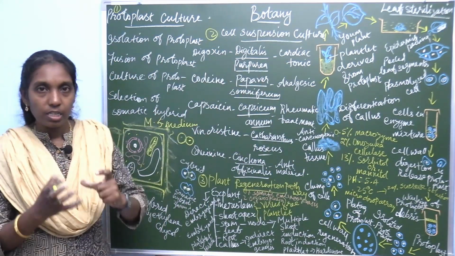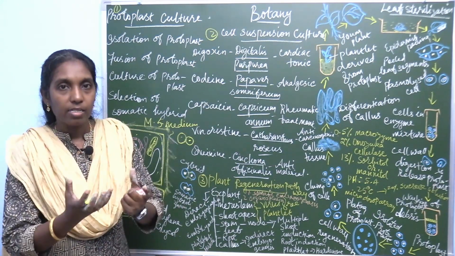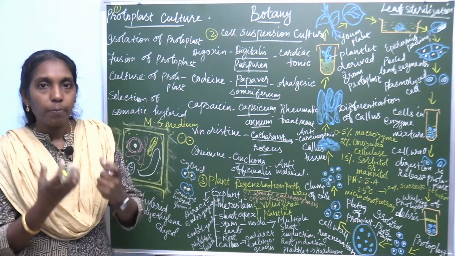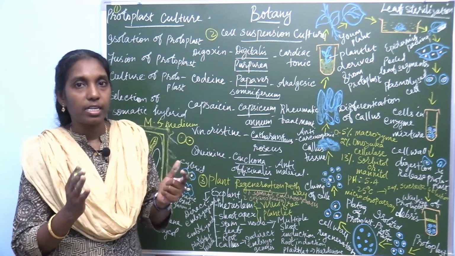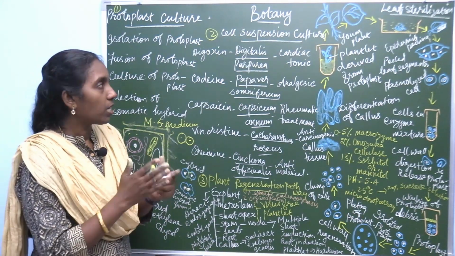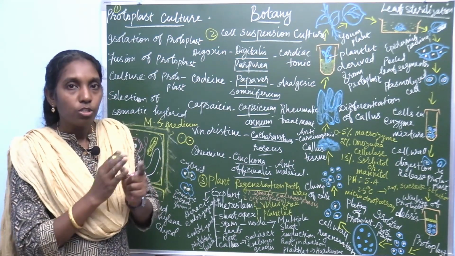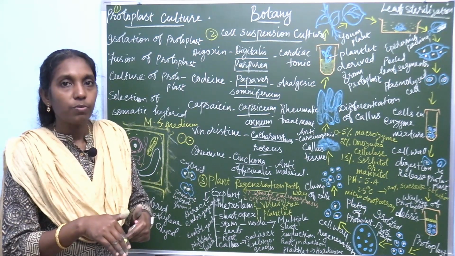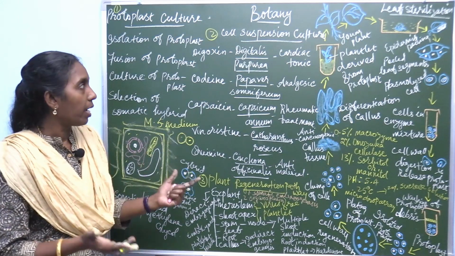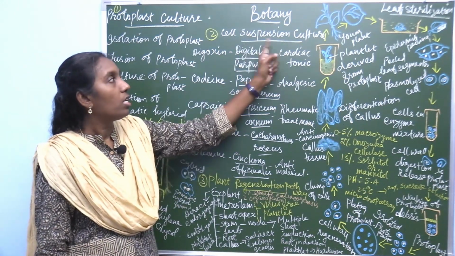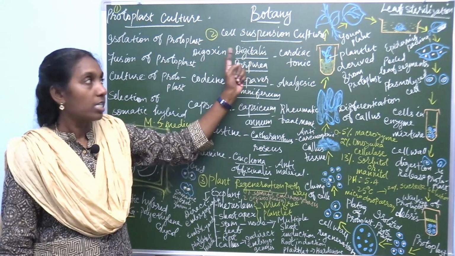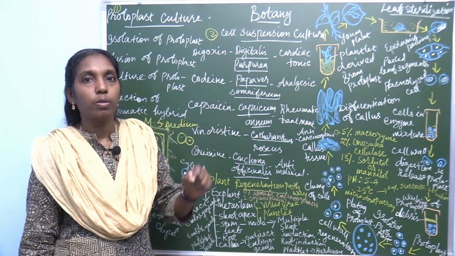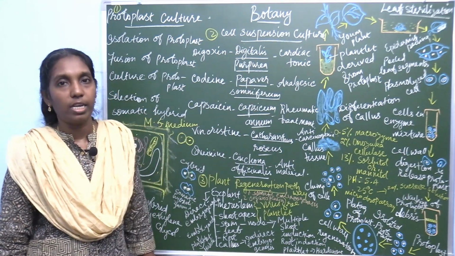Cell suspension culture: from the callus, a few cells or clumps of cells can be selected with shakers. The shakers allow the cells to separate, and they are transferred into a liquid medium to make a culture called cell suspension culture. This cell suspension culture is used for the production of secondary metabolites.